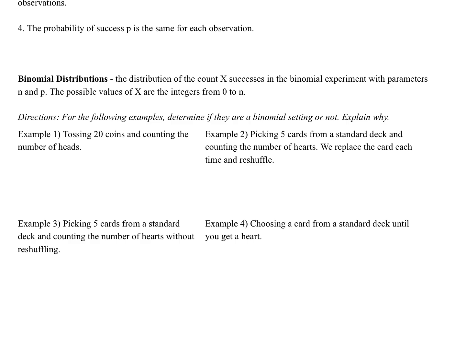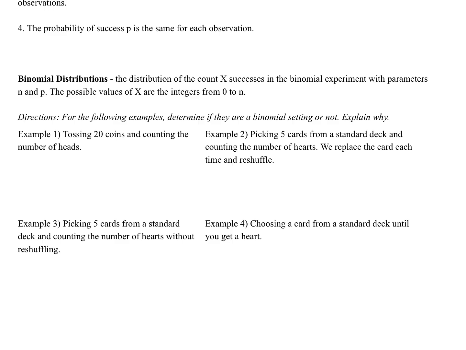The binomial distribution is the distribution of the count of x successes in our binomial experiment with parameters n and p, where n is your sample size and p is your probability. And then the possible values of x are always the integers starting from 0 all the way up to whatever your sample size, n, is.